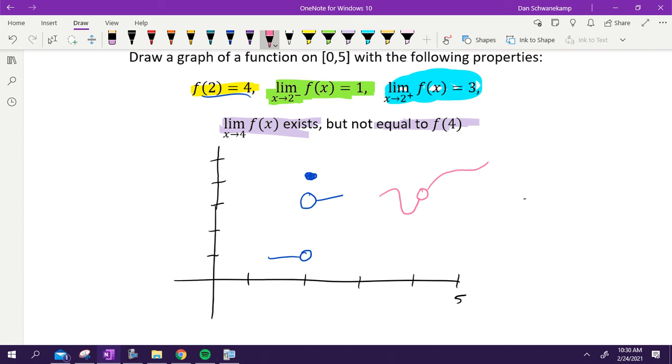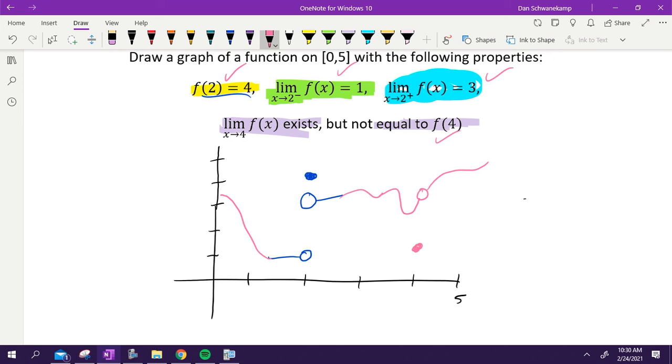Okay? But it's not equal to f of 4, so I just got to make a dot somewhere for f of 4, because it is on the interval from 0 to 5. So, yeah, good. There's my graph. I got everything I needed. f of 2 is 4. The limit from the left side is 1. The limit from the right side is 3. The limit at 4 exists, but it's not equal to f of 4.